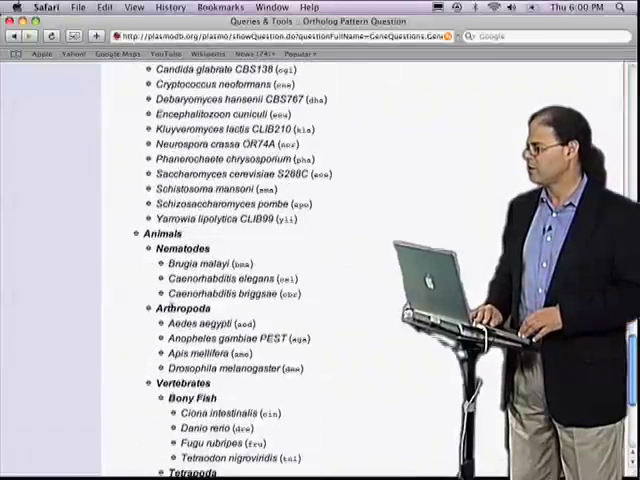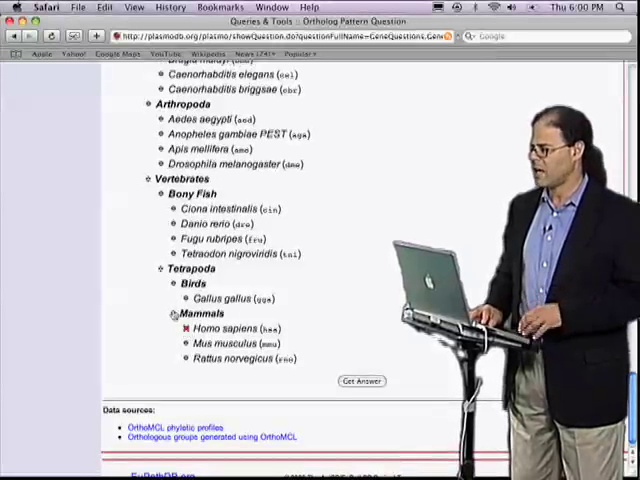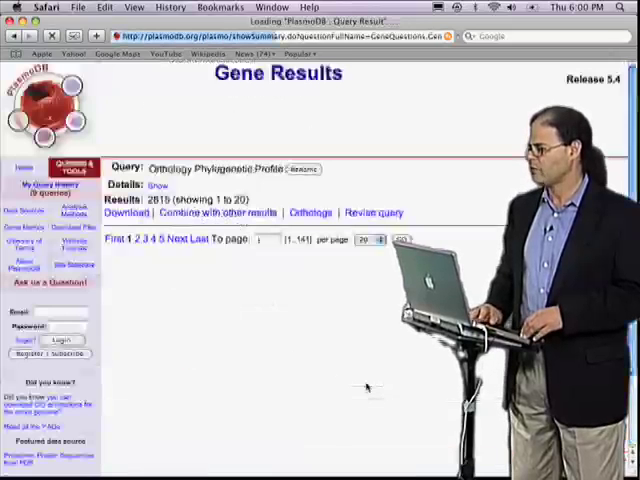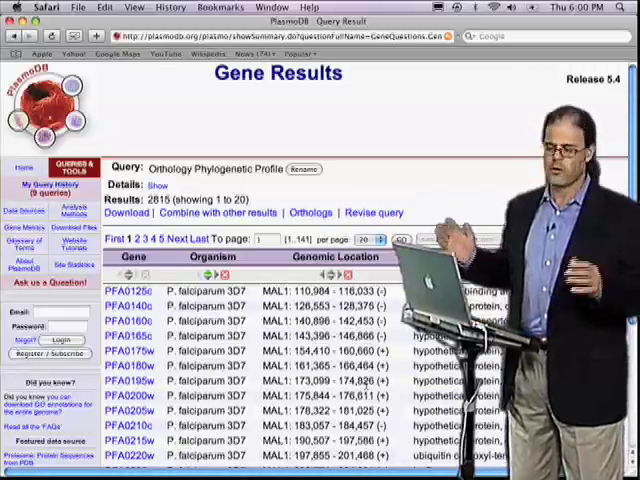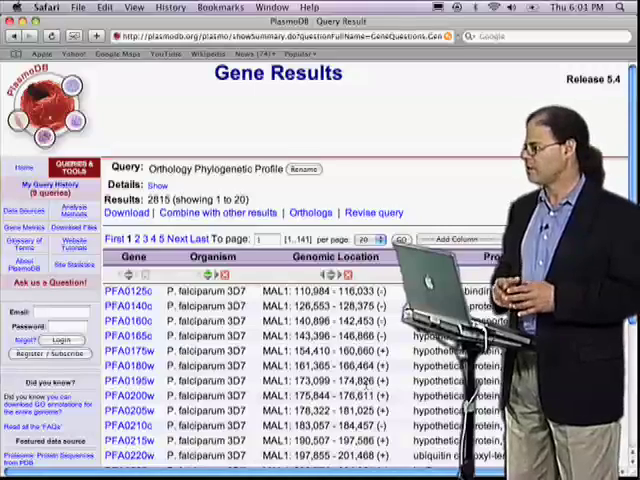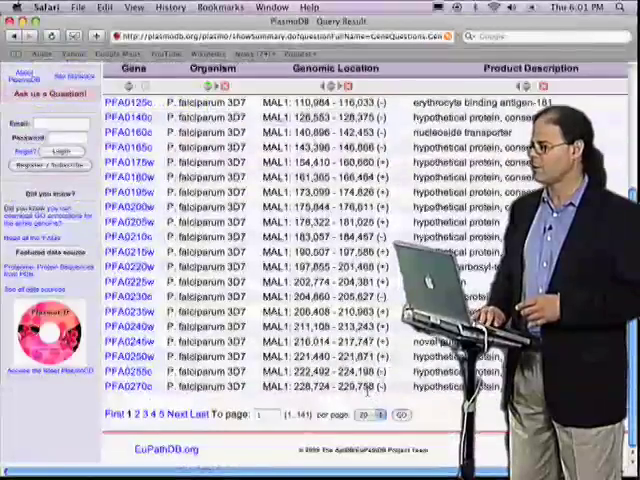And so I'm going to ask in this particular question for genes that are absent from humans, or maybe absent from mammals altogether. And running a question like this gives me a large fraction of the genome, a third of the parasite genome, which is distinctive in being present in Plasmodium falciparum. Most of these proteins we know nothing about, hypothetical proteins.